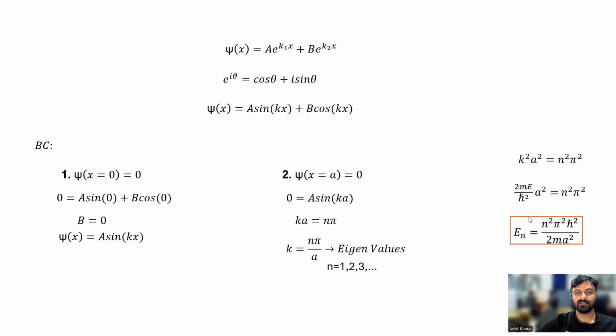And finally, we can get the value of energy, En, the quantized energy, that is equal to n square pi square h cut square divided by 2ma square. So h cut is h by 2 pi, that is Planck constant by 2 pi. We know a is the width of the box, right? m is the mass of the particle, and n can take integer values 1, 2, 3, and so forth.